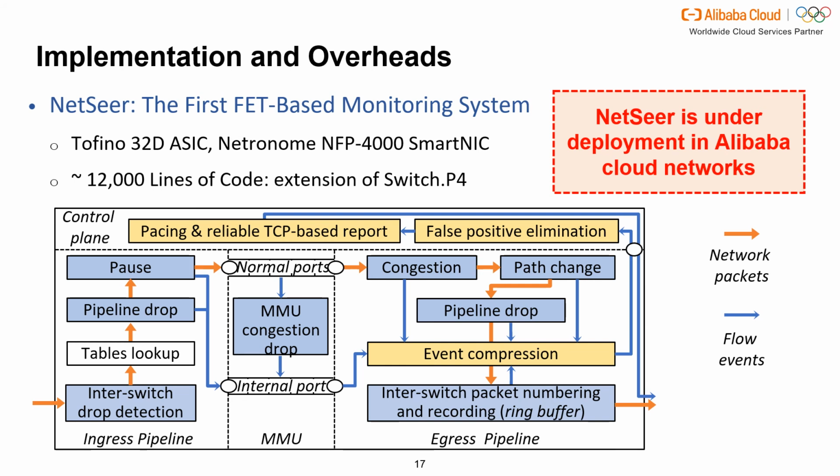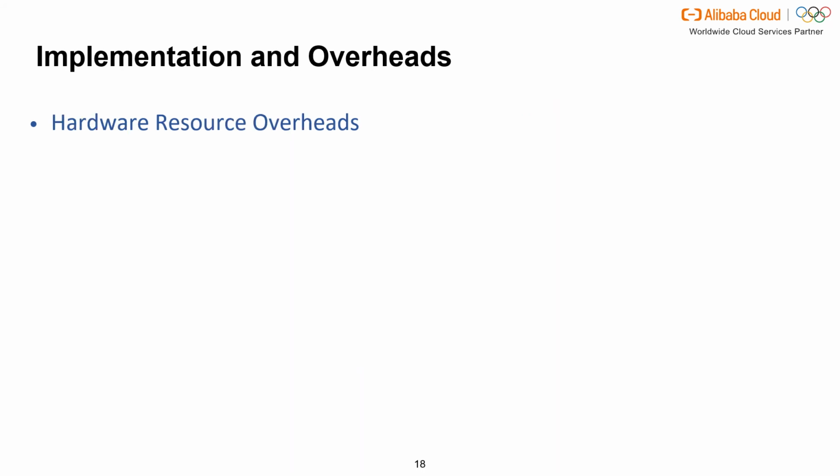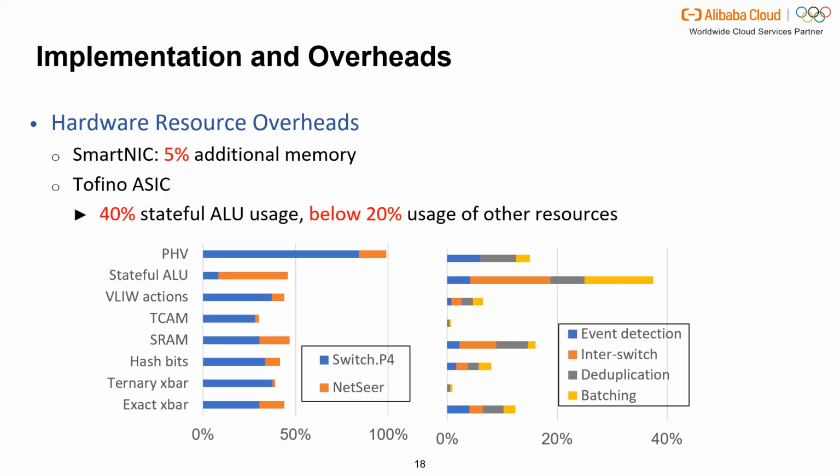Currently, NiceR is under deployment in Alibaba Cloud Networks. NiceR brings moderate data plane resource usage. On SmartNIC, there is 5% additional memory usage. On Tofino, NiceR brings less than 20% resource usage except for stateful ALU, and NiceR brings 40% stateful ALU resource usage, mostly for inter-switch drop detection and batching.